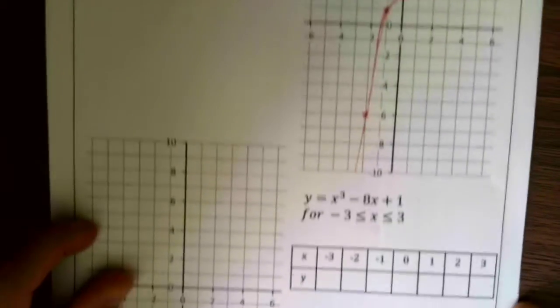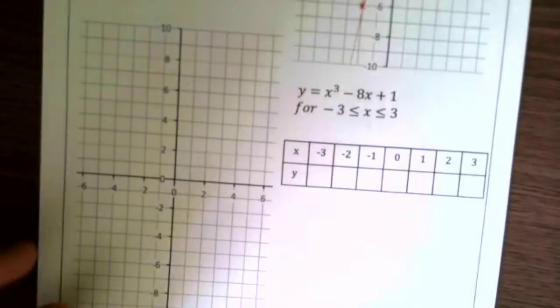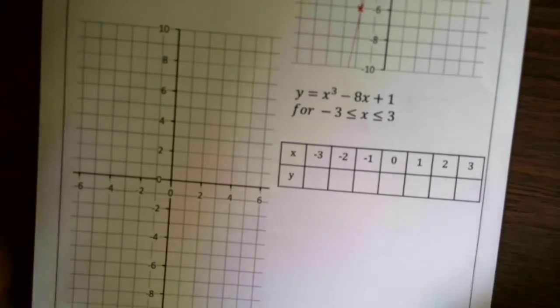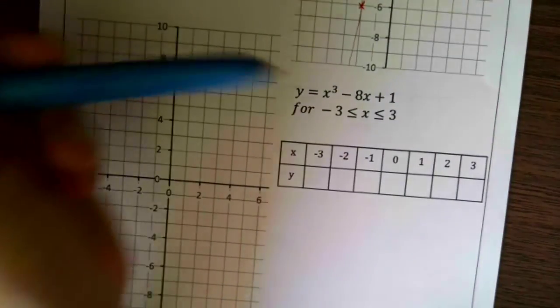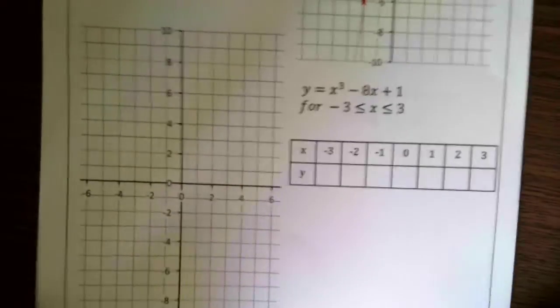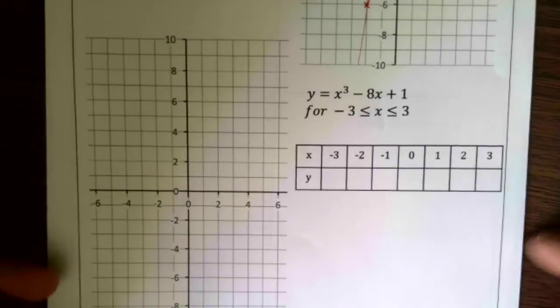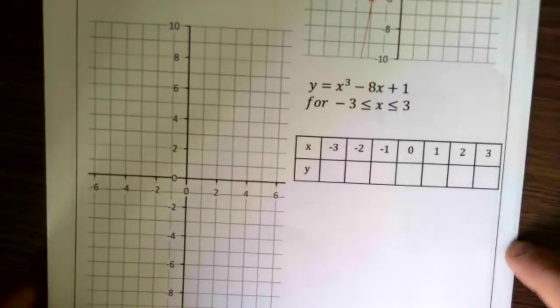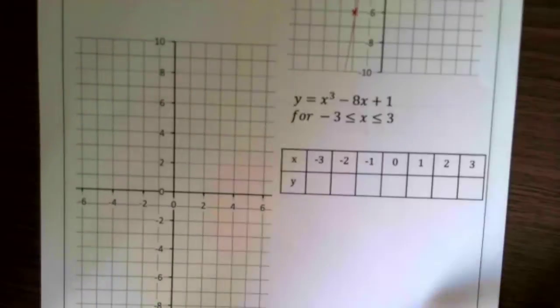Okay, let's have a look at the next one. So I've got a table of values for the cubic x to the power 3, or x cubed, take away 8x plus 1, and it's for values between -3 and 3. Often you'll be given appropriate values, but if not, especially for higher powers, you need to think about what appropriate values might be. That's sort of an added level of difficulty.